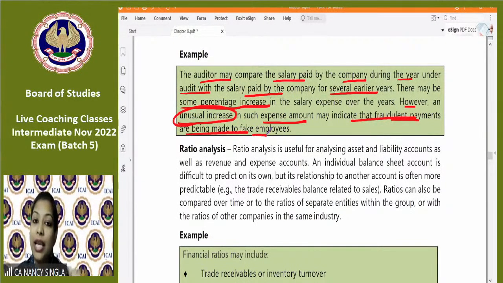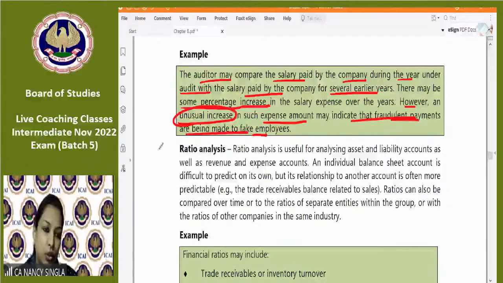Now auditor will extend his audit procedure towards salary. Auditor will discuss with management. Management may give a very genuine response. So this may be correct, but this is something unusual. So auditor will do what? He will investigate that. Okay?